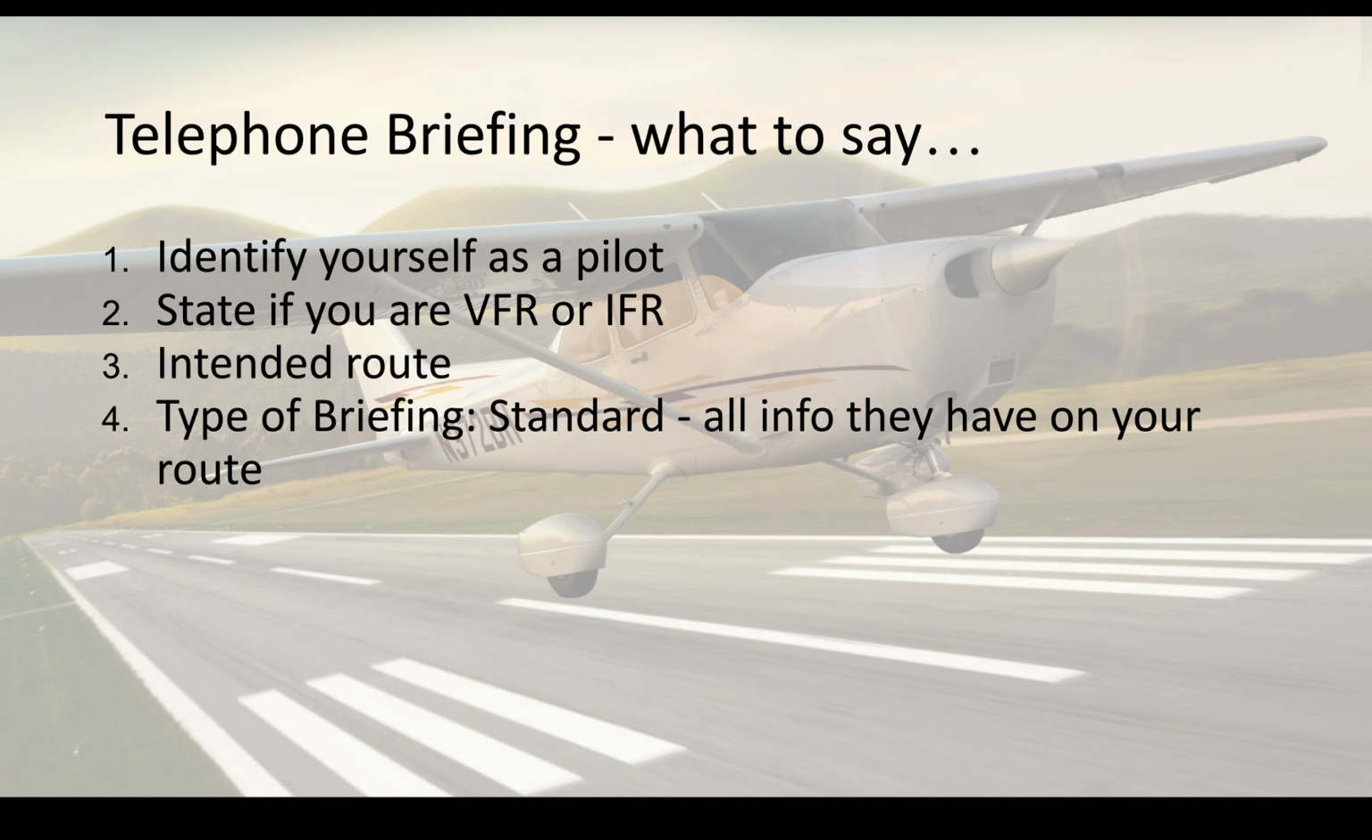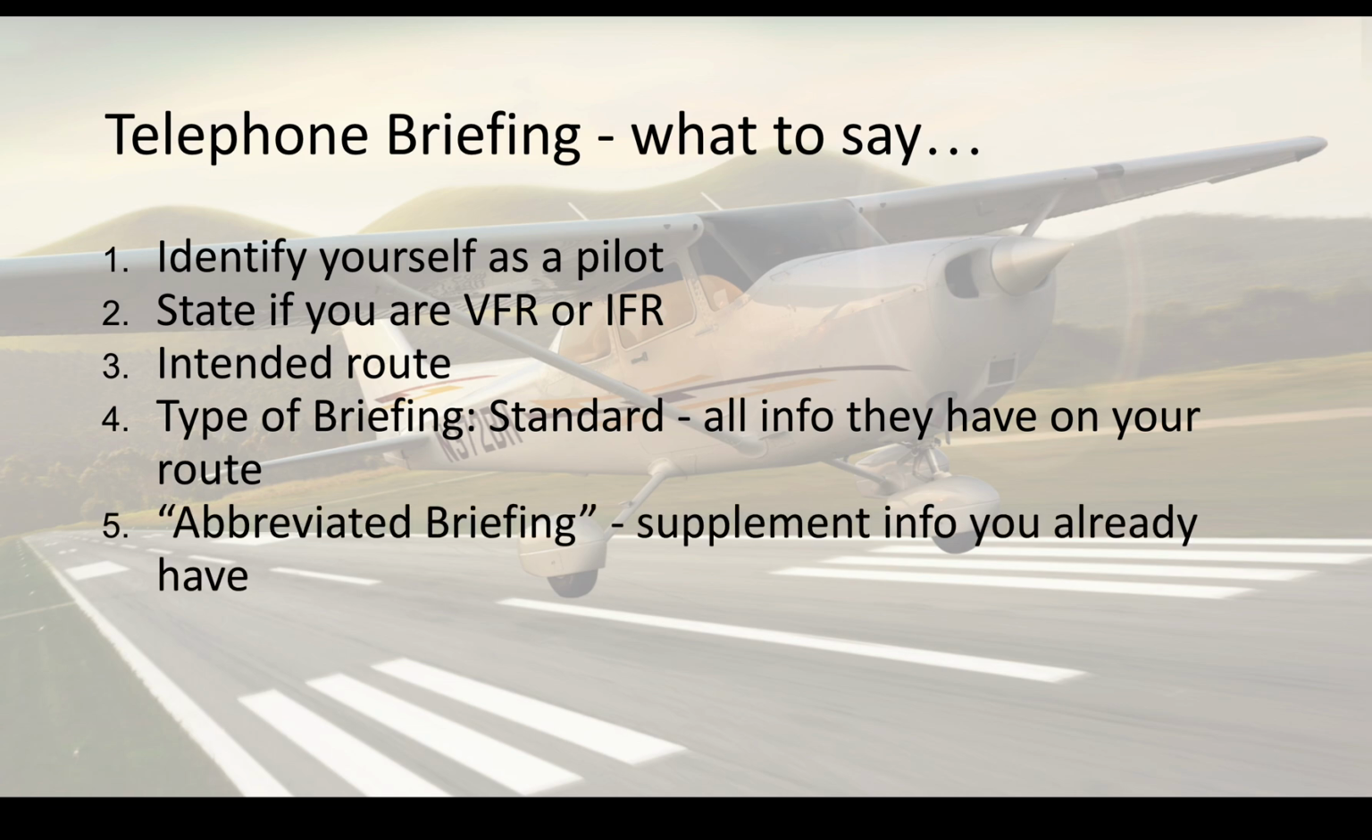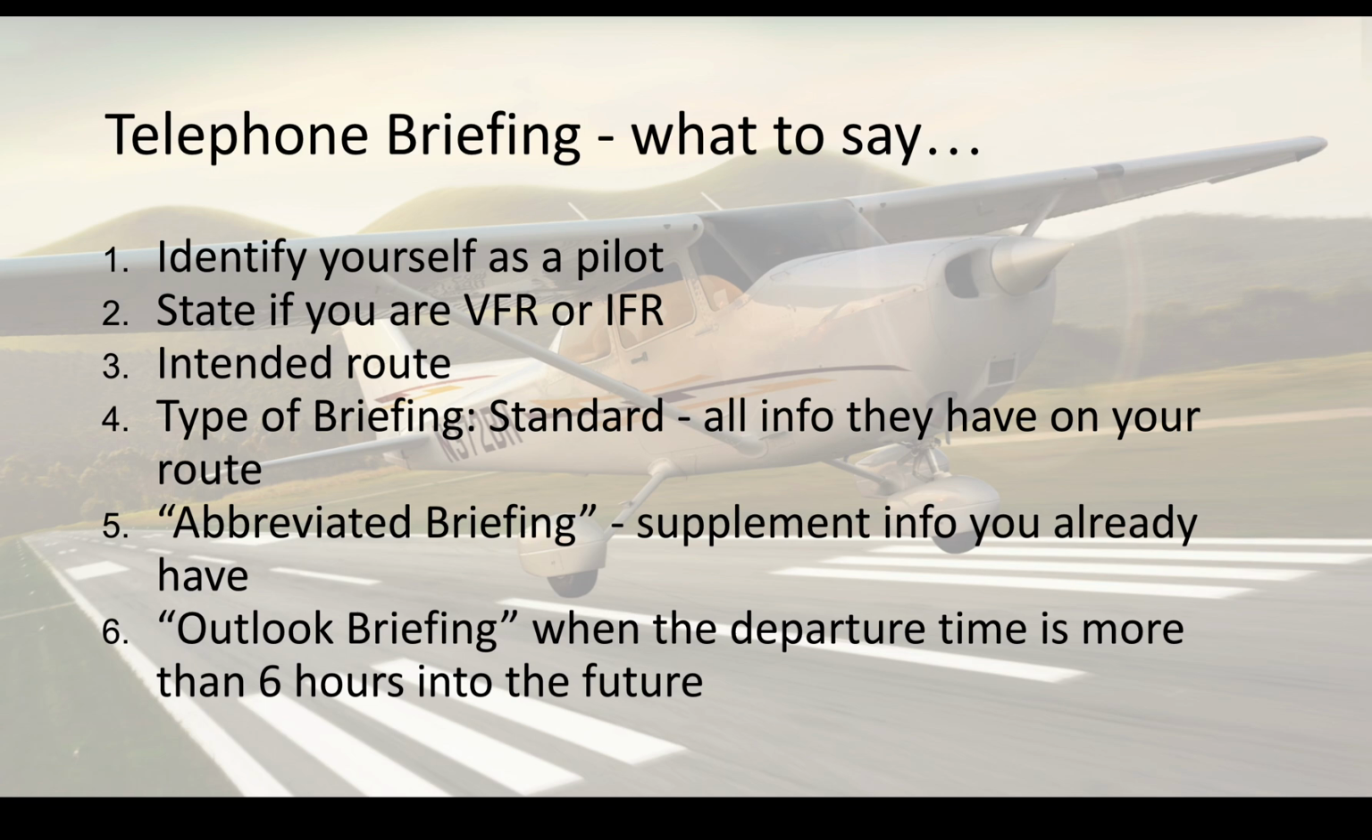They'll give you all the information they have. If you want an abbreviated briefing, you're like, I just want to know convective SIGMETs along my route. That means you've already gotten a briefing and you're just trying to update some information because maybe you got the briefing a couple hours ago. Outlook briefing, you can call them up when it's more than 6 hours in the future. So if it's like 3 o'clock in the afternoon and I was flying tonight at like 10 p.m., I could call up and get an outlook briefing to see if I'm even going to need to put on my clothes and go to the airport tonight, or do I just need to stay home?